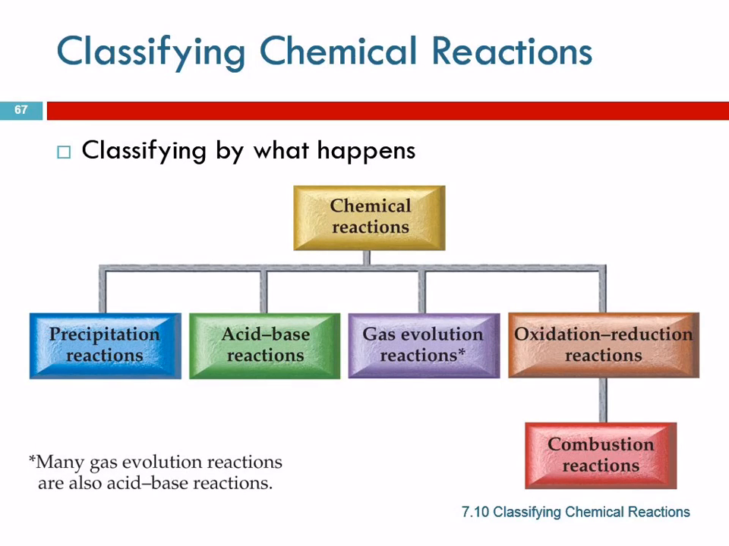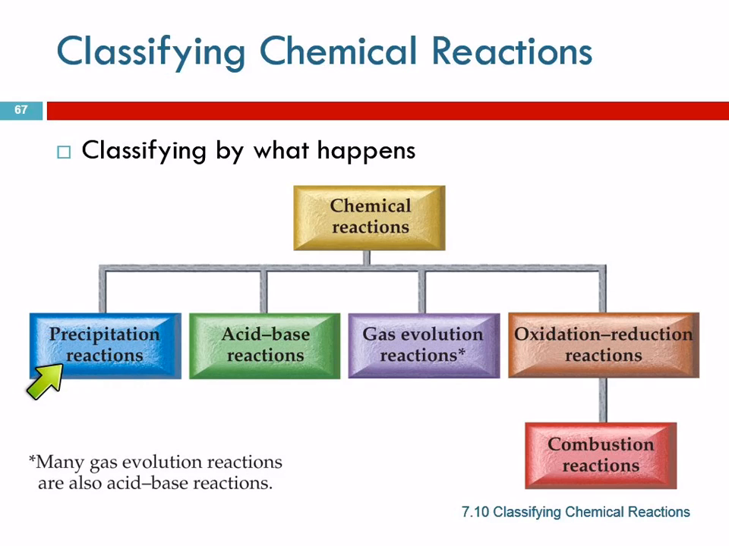Classifying chemical reactions. There are two main types of methods for classifying chemical reactions. We can classify a reaction by what happens, and that's the classification system we've been looking at up until this point. We talked about precipitation reactions. A precipitation reaction is where you mix two aqueous solutions and you get a precipitate, a solid.